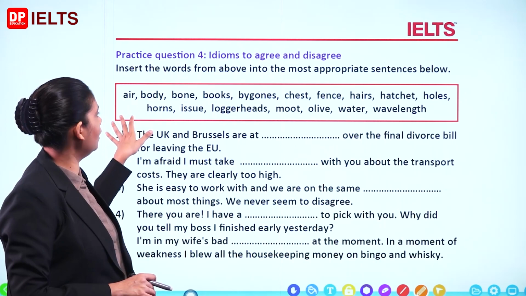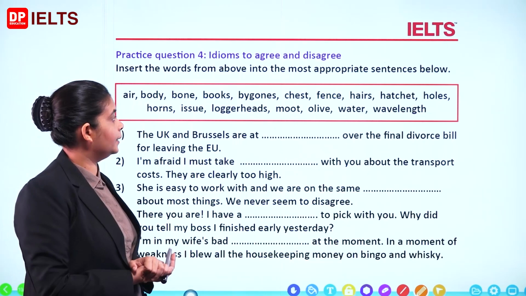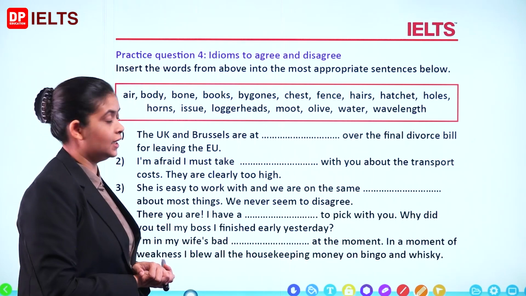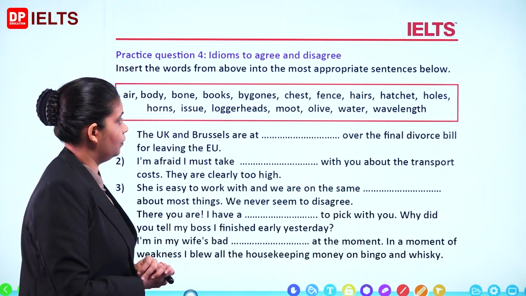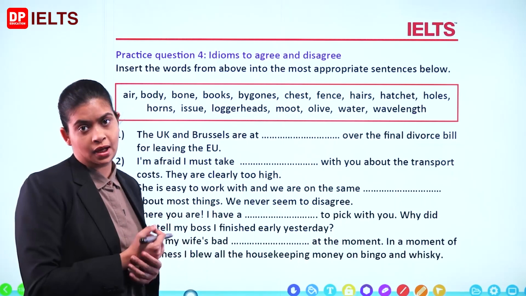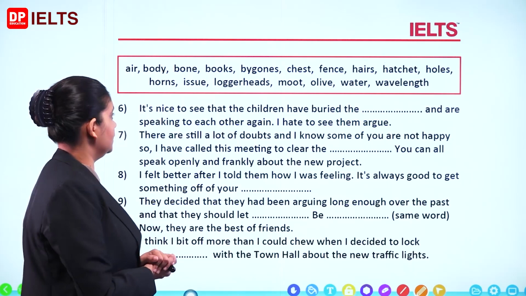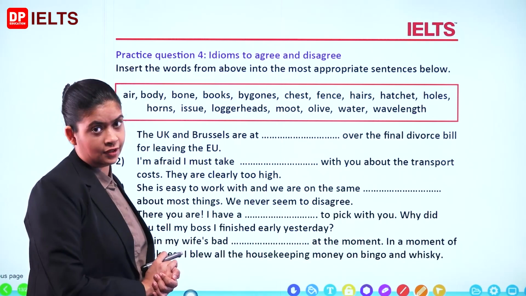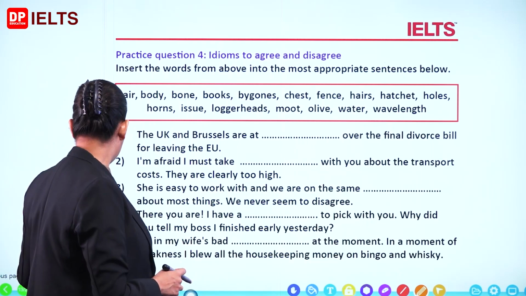So you have air, body, bone, books, okay? Bygones, chest, fence, hairs, hatchet. Holes, horns, issue, loggerheads, moot, olive, water, wavelength. Okay. Right. So, I'd like you to take a few minutes. Try it by yourself. If you Google the idioms it will come up. So try it by yourself for a bit. If you can't do it, then I will help you. Once you do it, then I can put up the answers for you. In case you want to go back and have a look at it, one more time. Take your time and do it well. Read it and pause slowly as you do it.